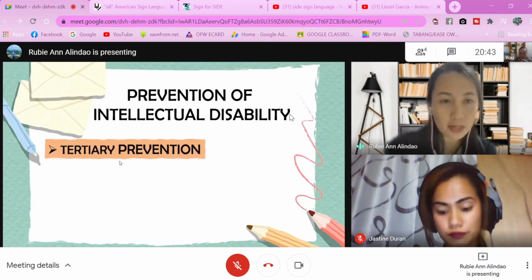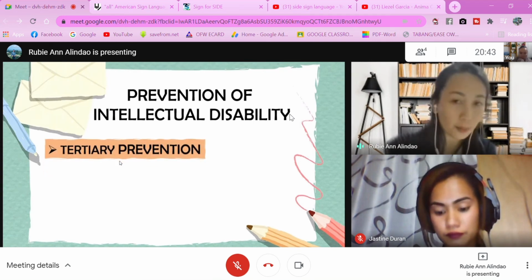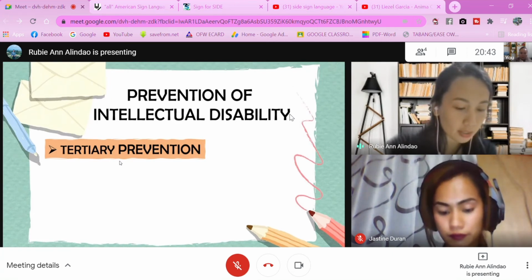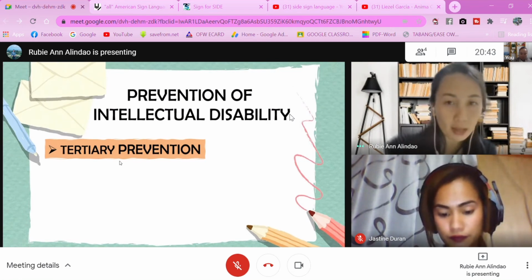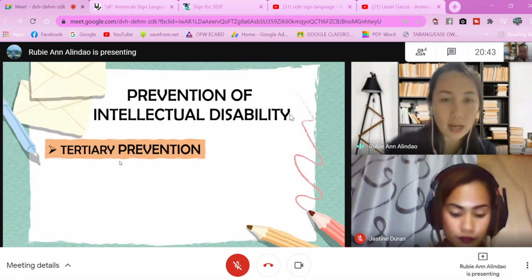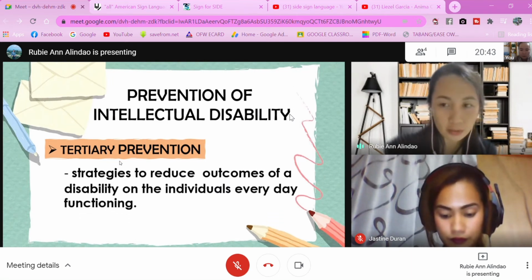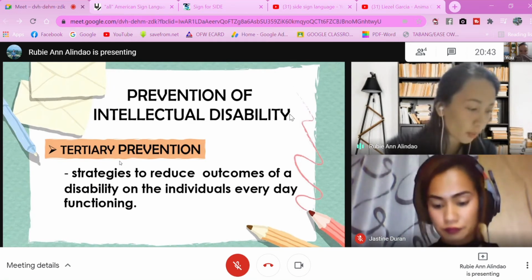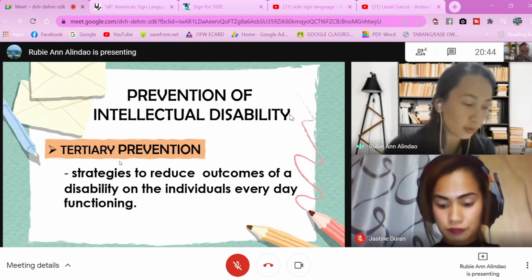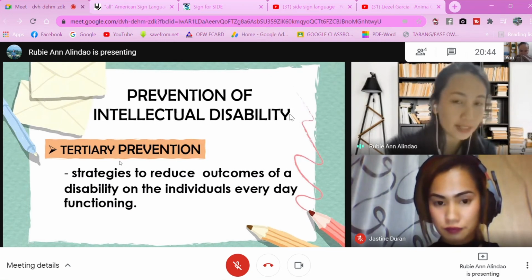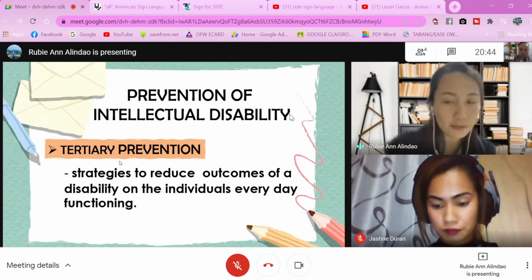So the third one is the tertiary prevention. So here it aims to minimize the complications or sequelae resulting from mental retardation or intellectual disability. So strategies to reduce outcomes of a disability on the individual's everyday functioning. So examples include strategies to reduce the effects of physical disabilities, educational intervention, and behavioral supports.